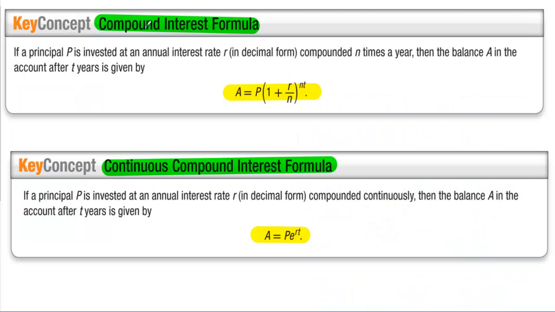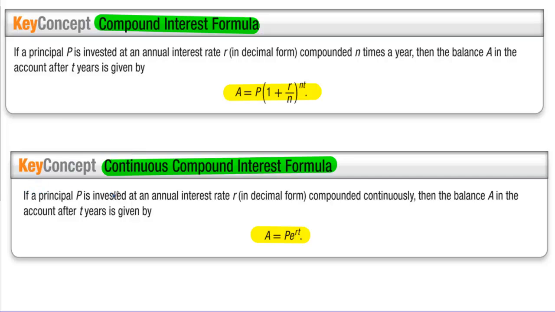Key concept, compound interest formula. If a principal P is invested at an annual interest rate R in decimal form, compounded n times a year, then the balance A in the account after t years is given by A equals P times (1 plus R over n) raised to the nt, where t is time.